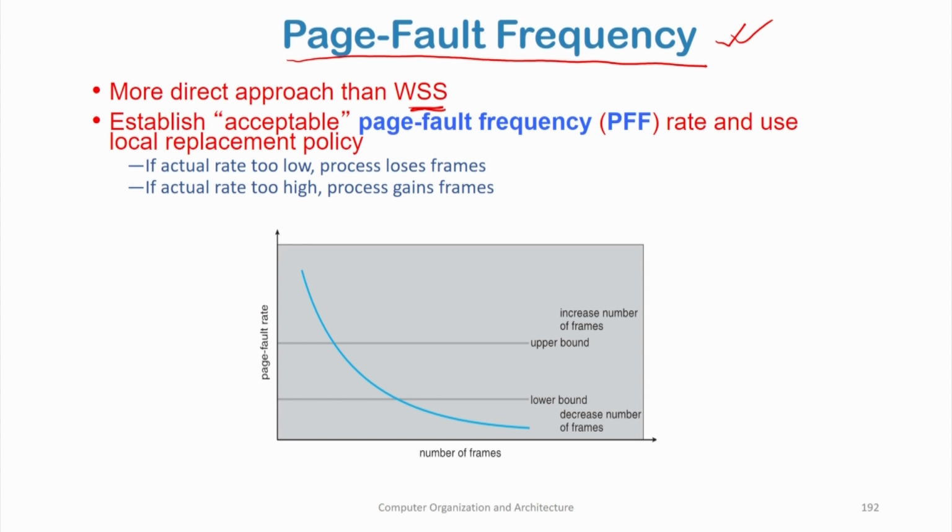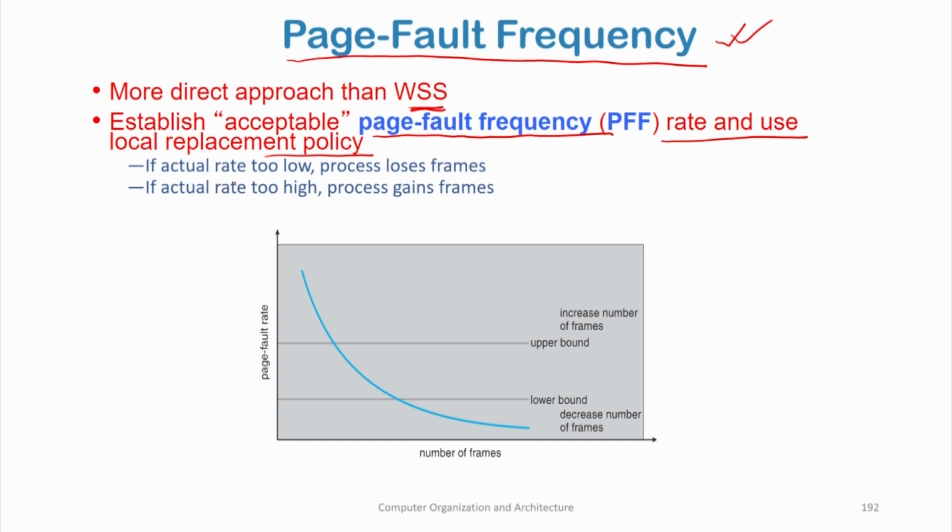For example, the acceptable page fault frequency for a low priority process may be higher than the acceptable page fault frequency for a high priority process. However, for each process we can set an acceptable page fault frequency rate. So, establish an acceptable page fault frequency rate and use a local replacement policy.